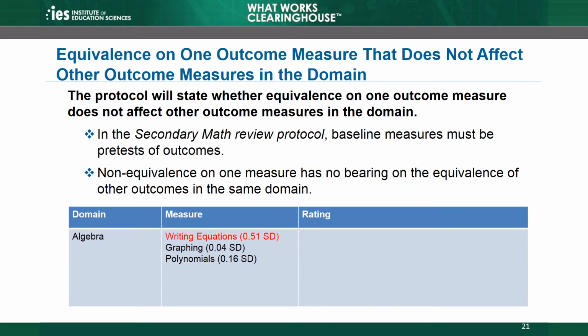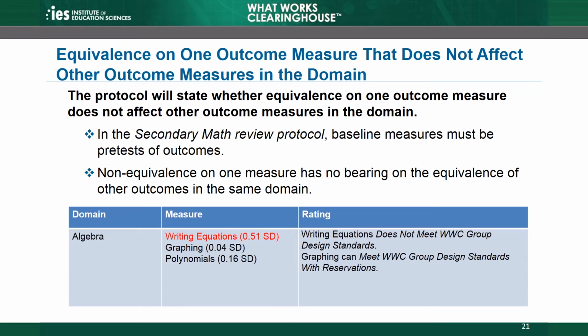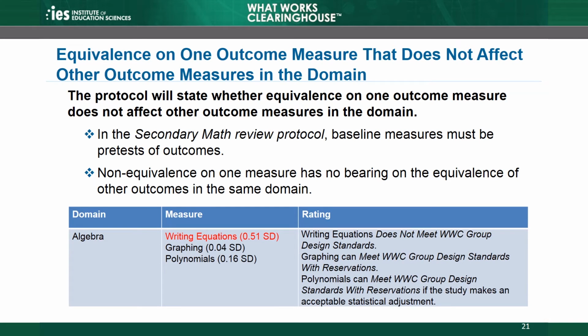The table shows an example with 3 outcome measures in the algebra domain. One of these, writing equations, does not demonstrate equivalence. Unlike the previous examples, the other measures in the domain are not affected. Although writing equations cannot meet WWC group design standards, the analyses of graphing and polynomials can.